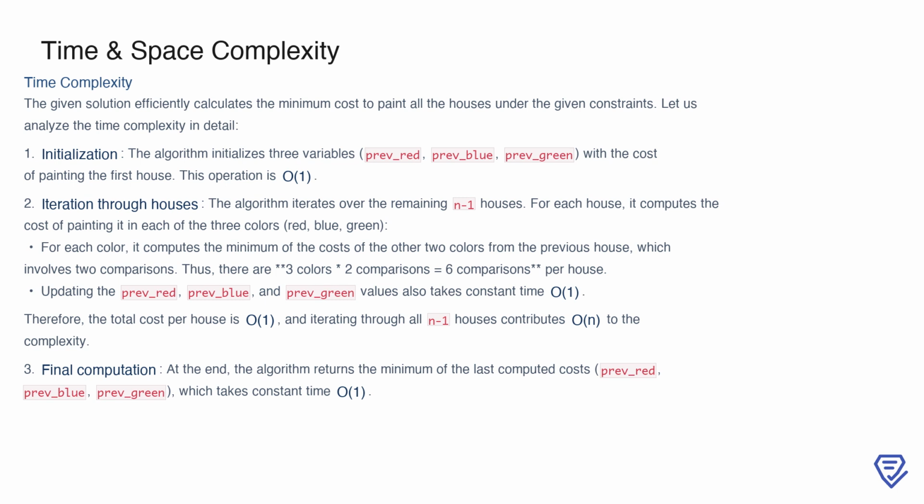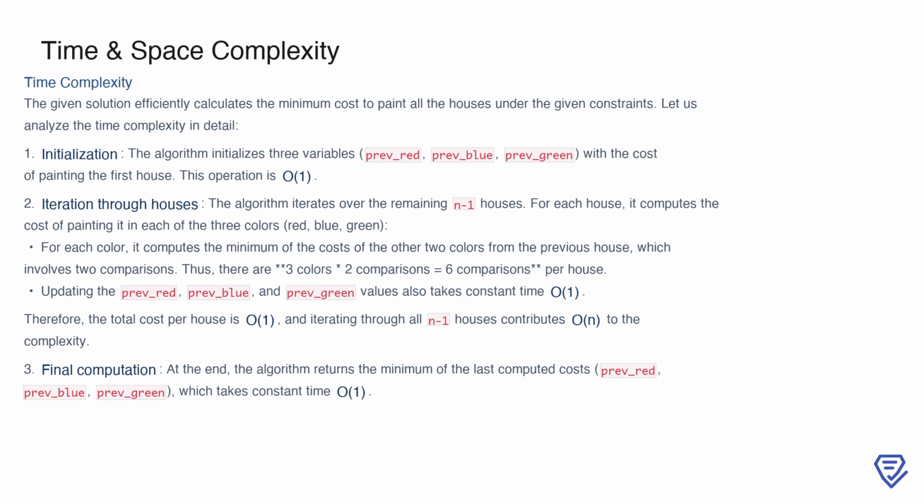Next, we iterate through the remaining n-1 houses. For each house, we calculate the cost of painting it in each of the three colors, red, blue, and green. To do this, we take the minimum of the costs from the other two colors of the previous house, which involves 2 comparisons per color. Since there are 3 colors, this results in 6 comparisons per house. Along with updating the variables for the next iteration, the total time spent per house remains constant, or O(1). When we consider all n-1 houses, this step contributes O(n) to the overall complexity.